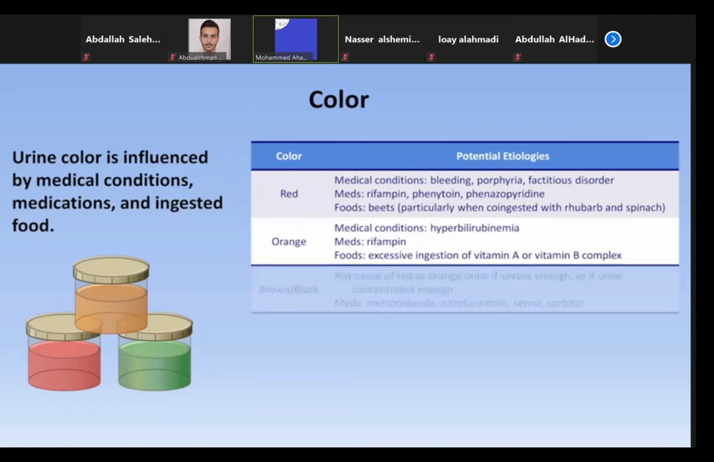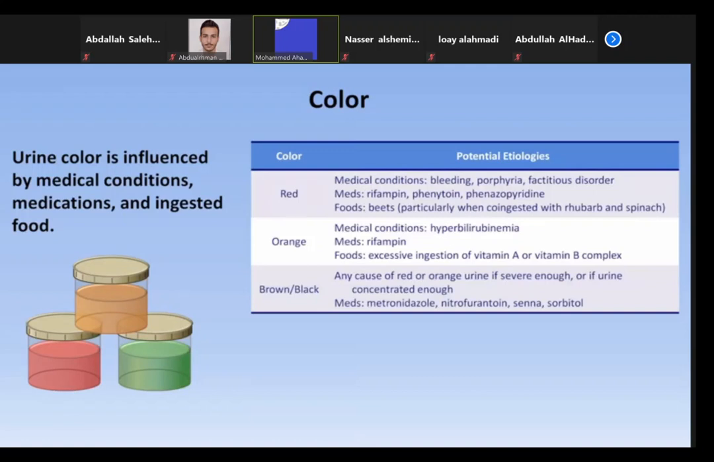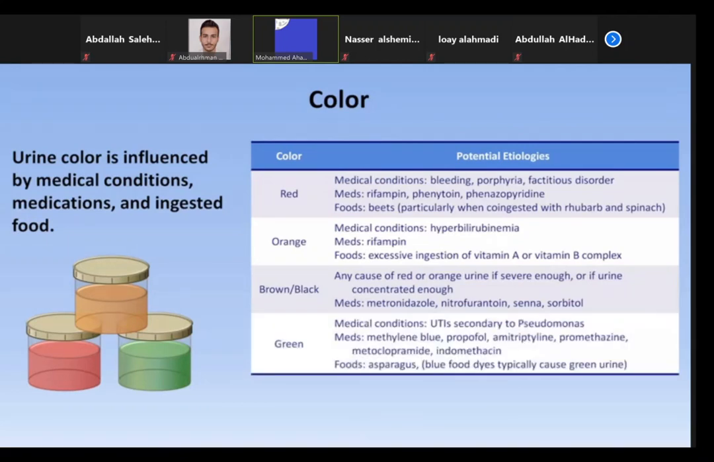Brown and black urine is not common, but when it's seen, it can be the result of an unusually severe or concentrated version of orange or red urine. Green urine is also not common, but has been reported in patients with UTIs secondary to Pseudomonas. There are a number of medications that lead to green urine, including methylene blue.